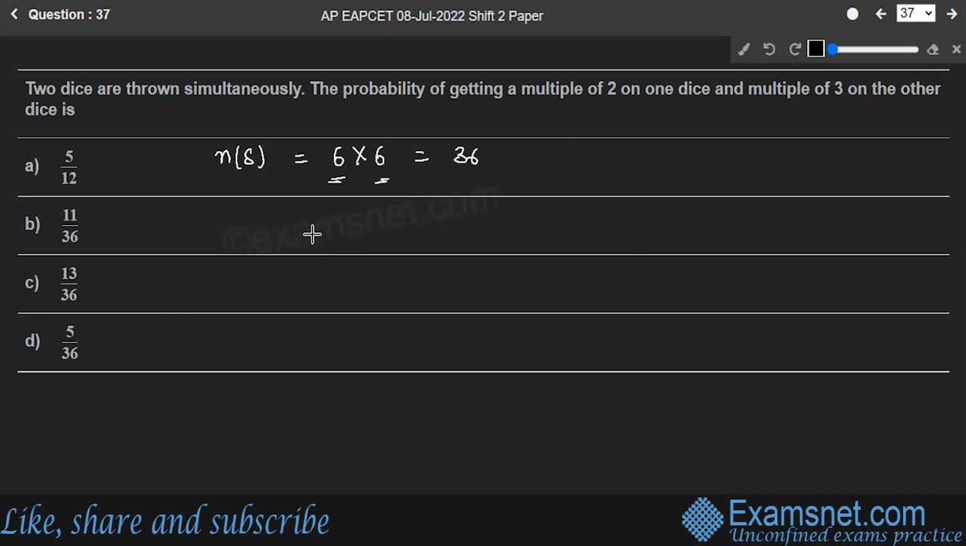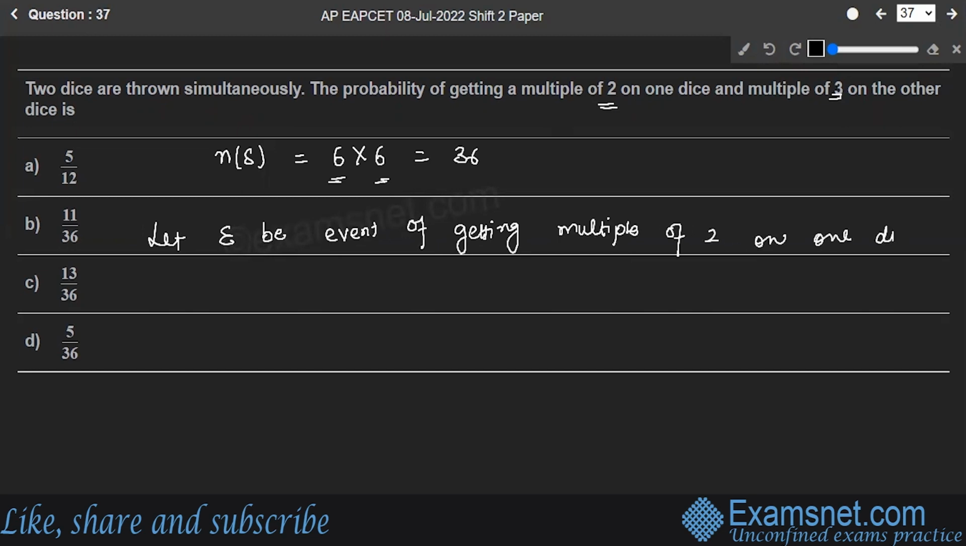Now, what the question is, probability of getting a multiple of 2 on one dice and a multiple of 3 on another dice. So let E be the event. Let E be the event of getting a multiple of 2 on one dice and a multiple of 3 on another dice.